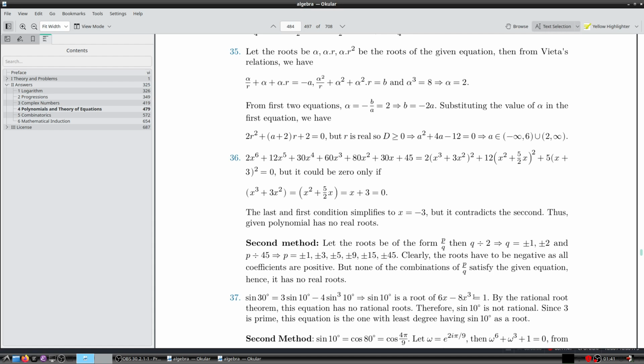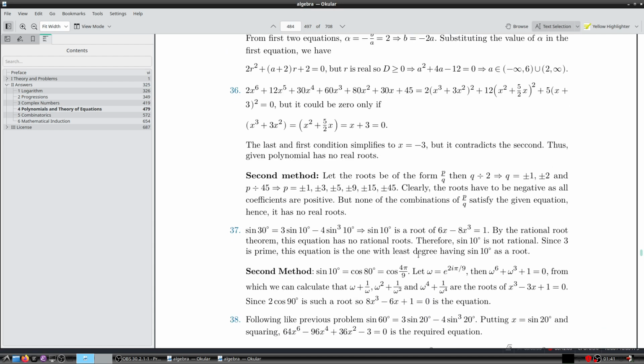6x minus 8x cube is equal to 1, because sine 30 degree is half. So 1 is equal to 6 sine 10 degree minus 8 sine cube 10 degree. So we substitute sine 10 degree with x: 2 into 3, 6, 2 into 4, 8. So by the rational root theorem, this equation has no rational roots. Therefore, sine 10 degree is not rational. Since 3 is prime, this equation is the one with least degree having sine 10 degree as a root.